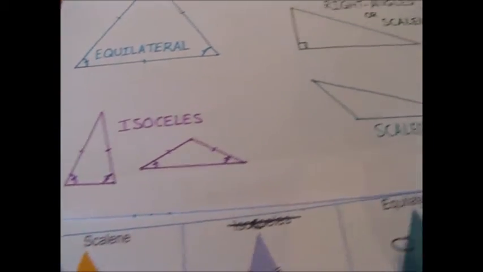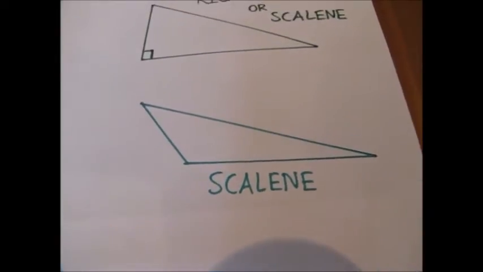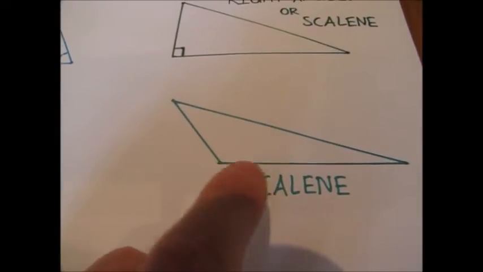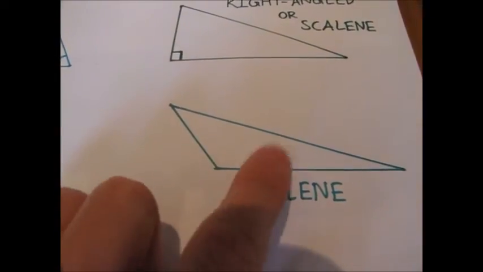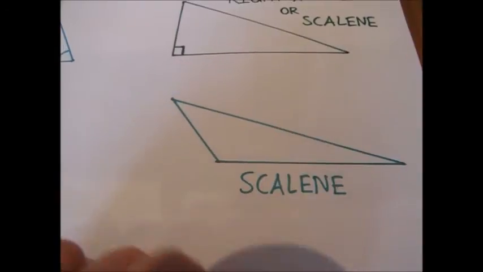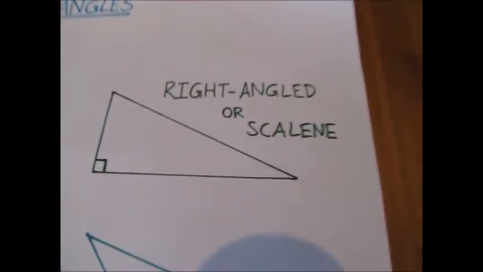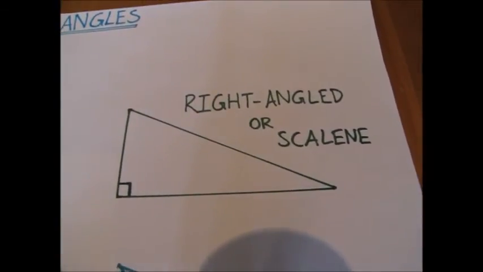And then that leaves us with the last one, which is a scalene. Now, you can see quite clearly that there are no equal angles and no equal sides. There's no dashes on here, which basically denotes that they're all different lengths and all the angles are different as well. Okay, then our 4th triangle here is what I call a right angled triangle.